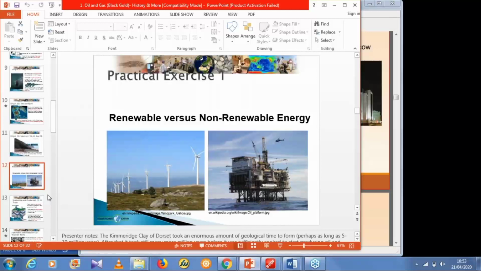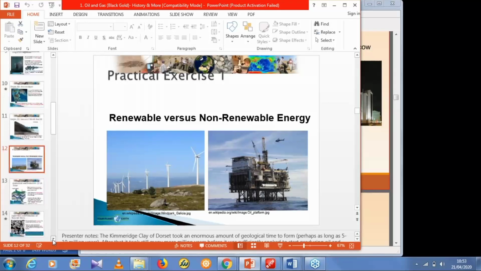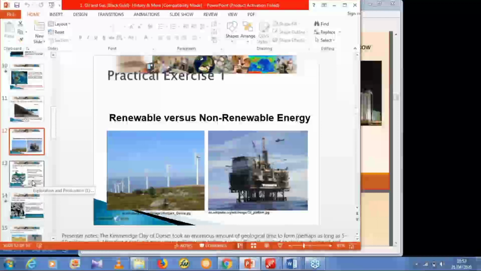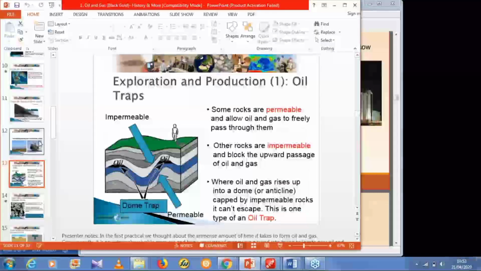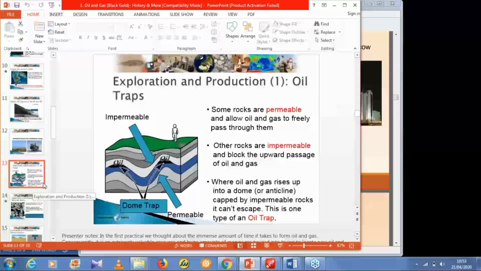And remember, if you don't know, I'll just quickly say it. We have two forms of energy: the renewable kind of energy and the non-renewable kind of energy. Now, our oil and gas is used as a non-renewable form of energy. Non-renewable means that as you use them, they don't get renewed.